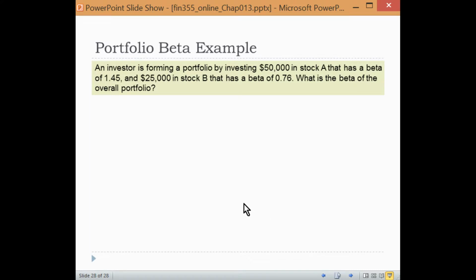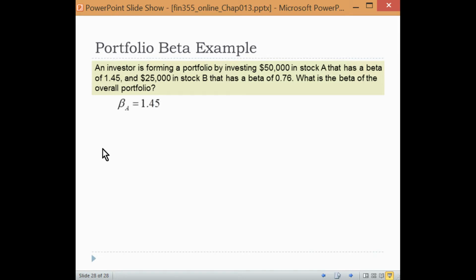The last category, the other category of calculations you might encounter in this chapter, have to do with finding the beta of a portfolio. Remember, a portfolio is just any combination of 2 or more risky assets collected together. 2 stocks, 3 stocks, 500 stocks. They could all be considered portfolios. So here we have an investor forming a portfolio by investing $50,000 in stock A, which has a beta of 1.45, $25,000 in stock B, which has a beta of 0.76, and asked, what is the beta of the overall portfolio?